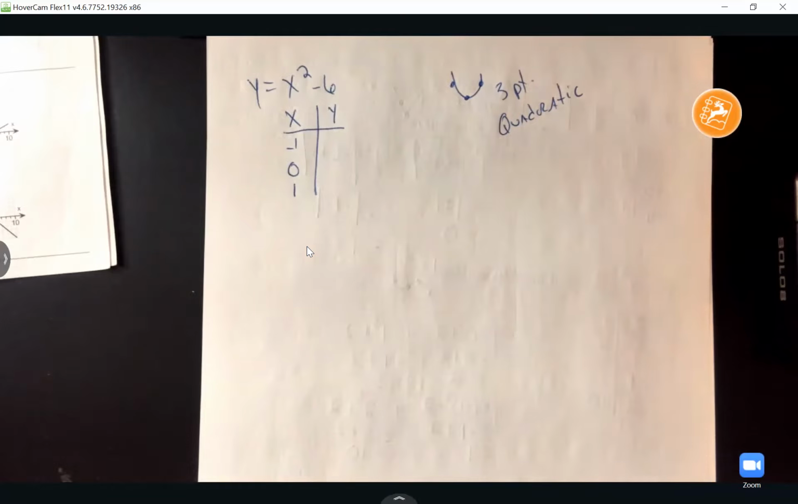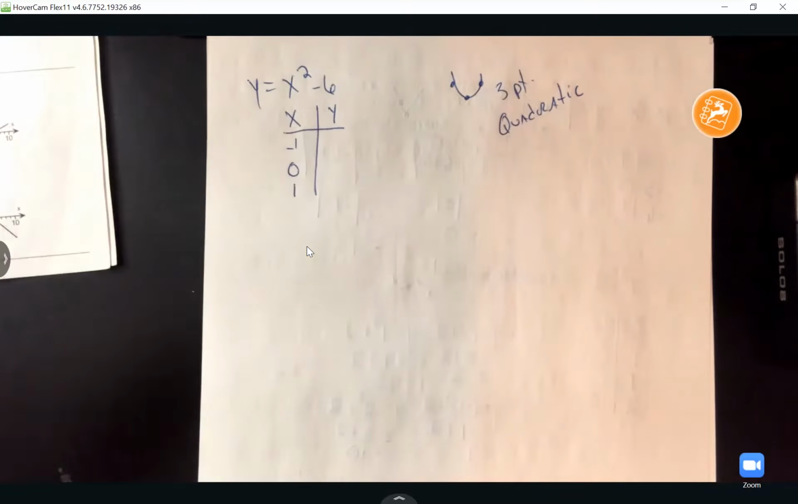Really, quadratic deals with anything that has to do with x squared, like the quadratic formula. That's when you have like x squared plus 2x plus 3 and stuff like that. But the highest exponent was that x squared, okay? So that's what makes these what we call quadratic. All right, so we got three numbers. We'll plug them in.